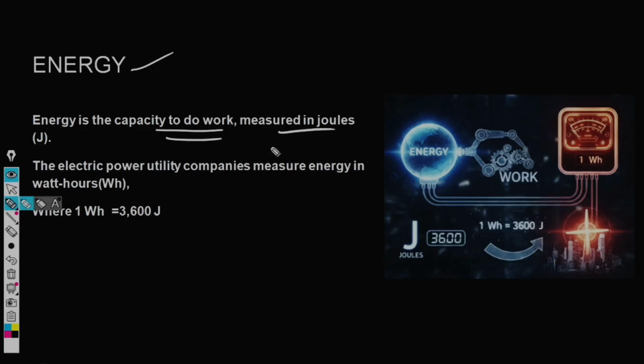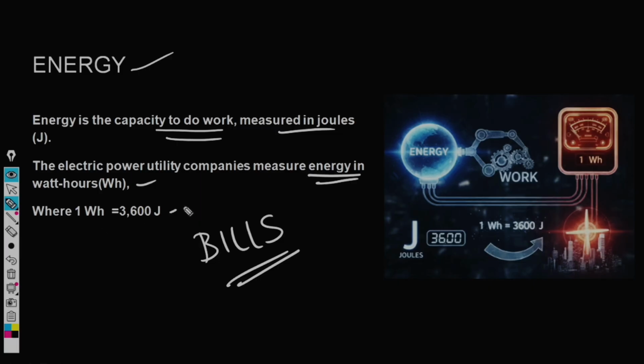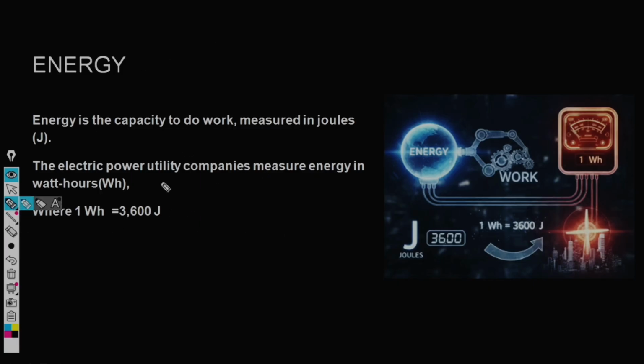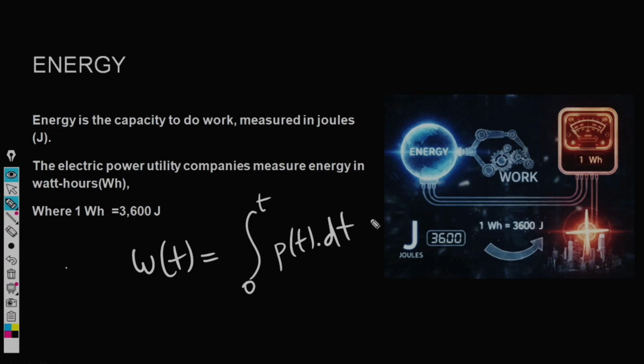You might be receiving the electric power bills. These bills actually give you the information about how much amount of energy is consumed by your house. It is usually represented in watt hours, where 1 watt hour is 3600 joules. If you want a formula to indicate the relationship between energy and power, it is something like this. It's the integral of power.